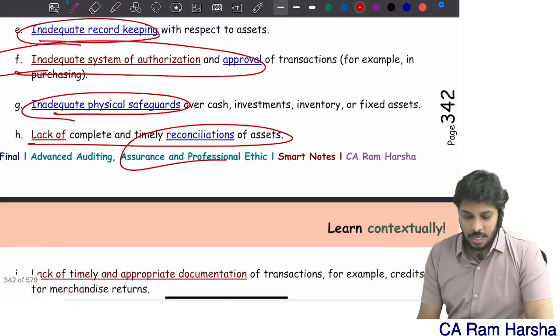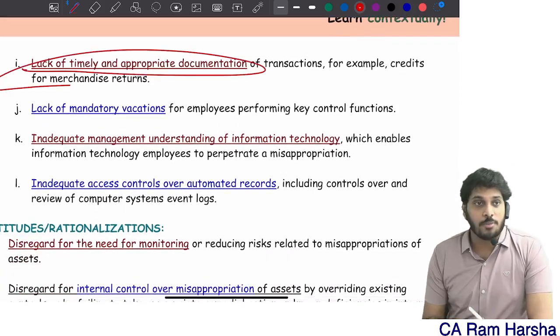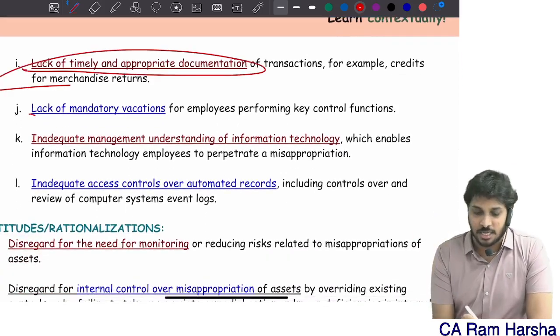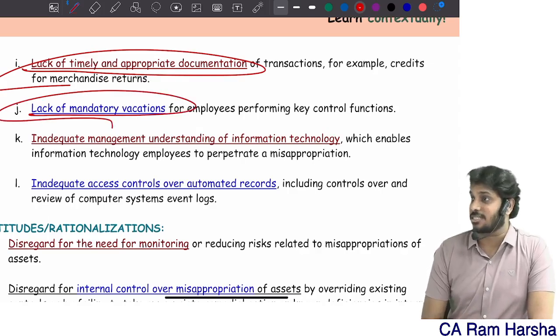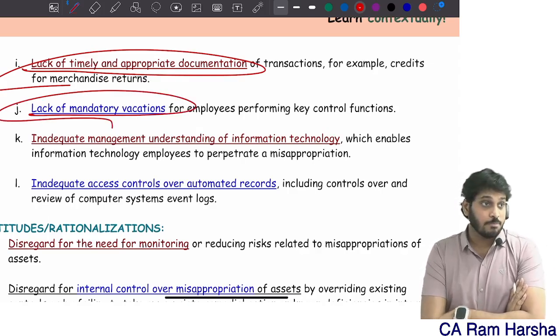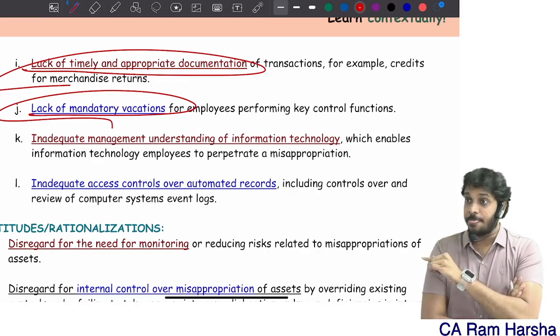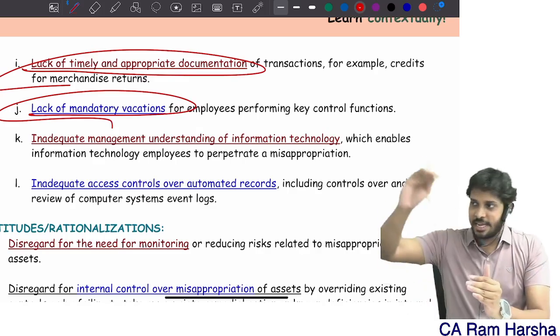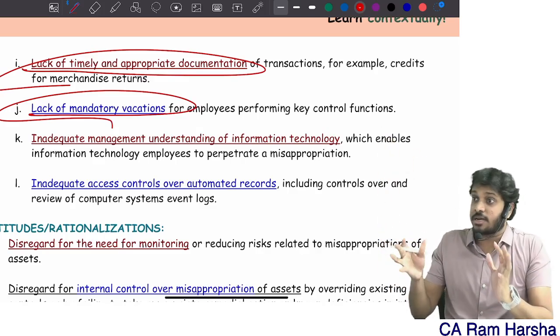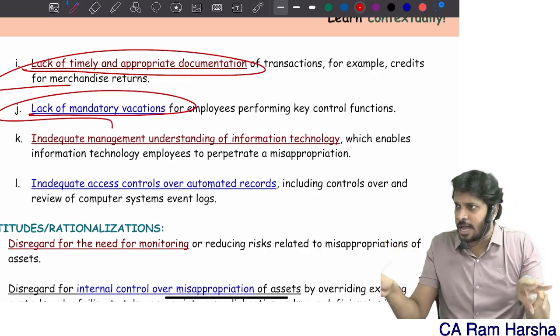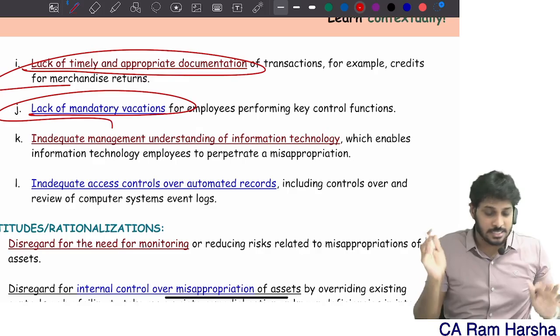Understood. Next, lack of timely documentation of various transactions, lack of mandatory vacations. Especially in companies, store managers will be given one week of leave. There will be rotation of duties, like another store manager will come and do the work. Why does rotation happen? So that frauds can be detected easily.